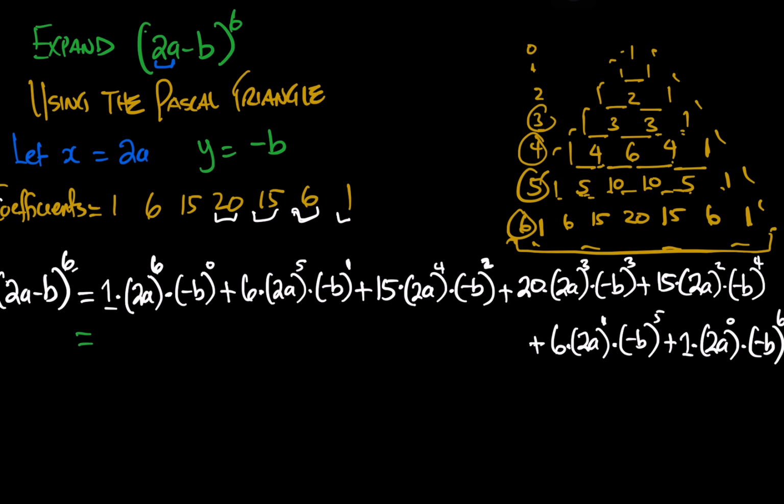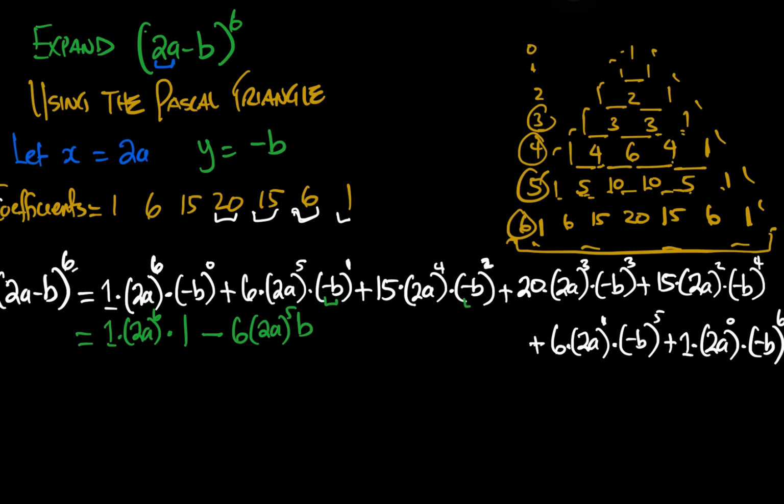We begin to solve that. Now, here, we're going to have 1 times (2a) to the power of 6 multiplied by 1, because any number to the power of 0 is 1. And then, because this is negative b to the power 1, the sign changes to minus 6 times (2a) to the power 5 times b, like this.